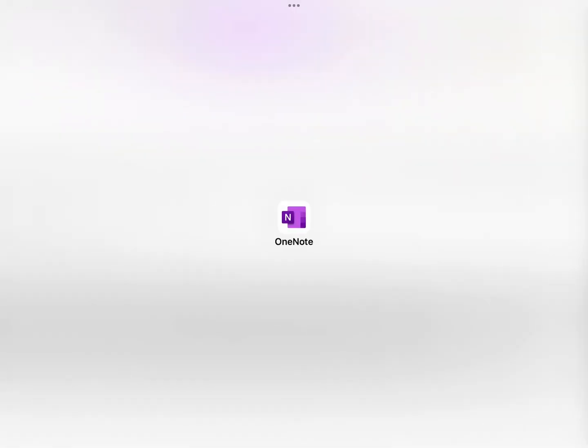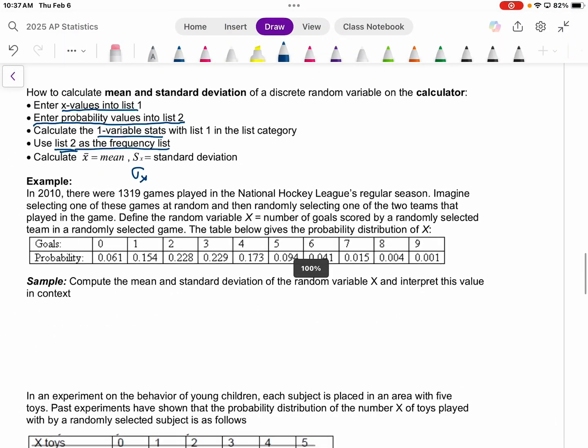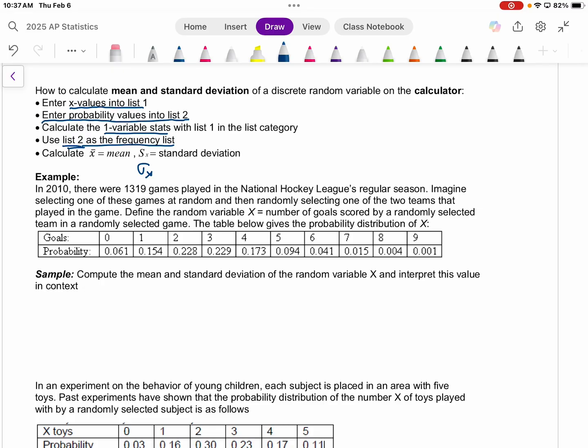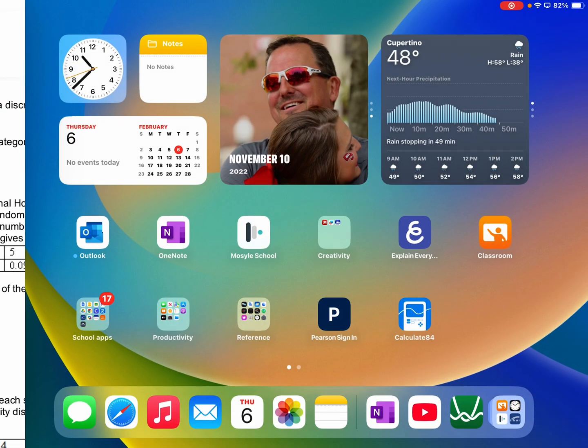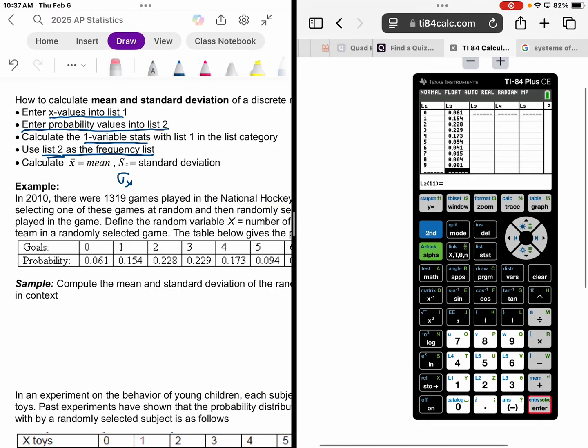Again, let me scroll back and look at the problem here, and as you type, you can keep typing ahead of me. In 2010, there were 1,319 games played in the NHL season. Imagine selecting one of those games at random, and then we randomly select one of the two teams that played in the game to define the random variable. They asked us to compute the mean and standard deviation of the random variable X, and then interpret in context. All right, sweet. So now we have our stuff in L1 and L2.